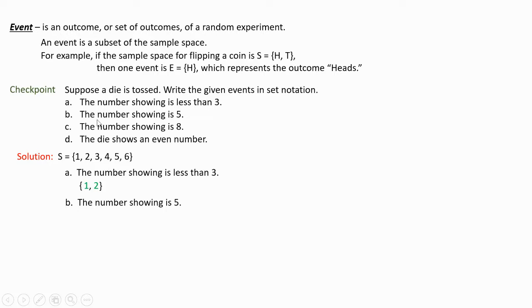Now for part B, the number showing is a 5, right? That's very basic, so it's just 5. For part C, the number showing is an 8. It's going to be the empty set because a die can only be 1 through 6, not an 8. So there's no way you can get an 8. The number showing is even, right? So even, it can be a 2, a 4, a 6. So this is the event. Okay, a sample of an event.